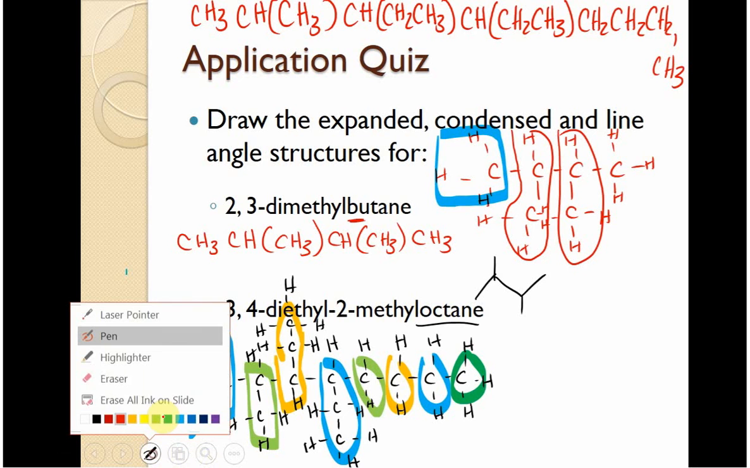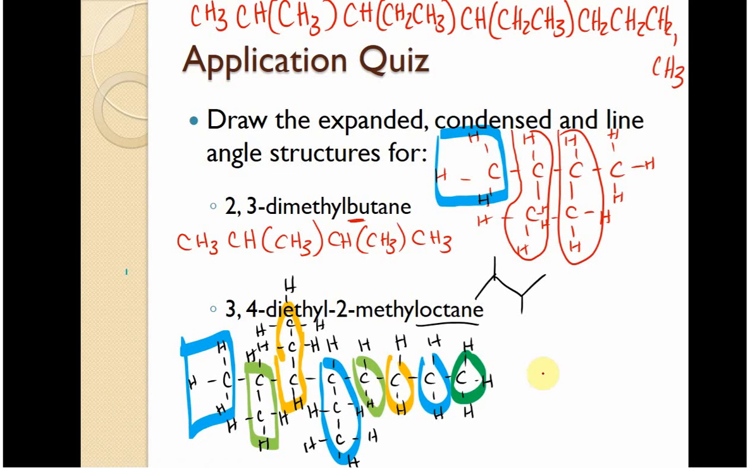So my favorite is the skeletal. I'm going to go ahead and do that over here. So I have 8. 1, 2, 3, 4, 5, 6, 7, 8. On the third one, I have an ethyl, so that's 2. 1, 2. On the fourth one, I have an ethyl. 1, 2. That works. And then on the 2, I have a methyl. And that is a good line structure.